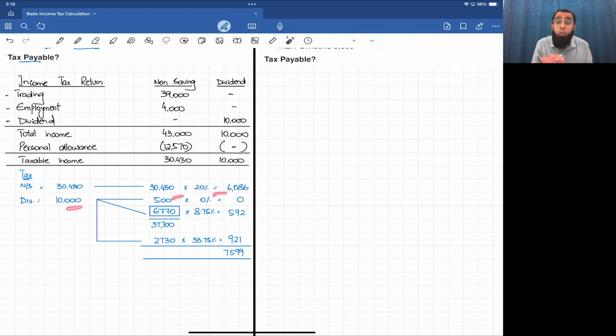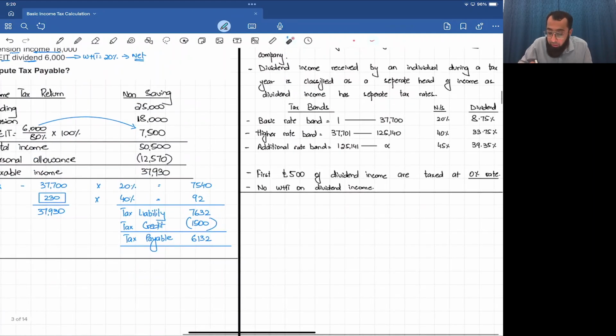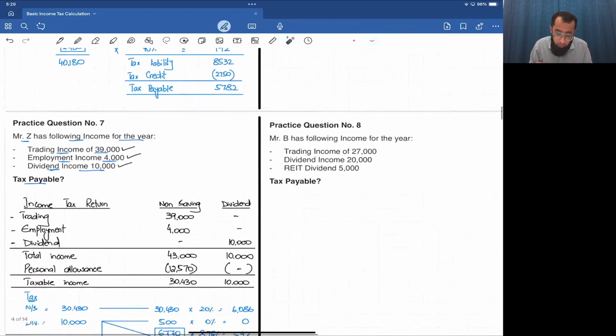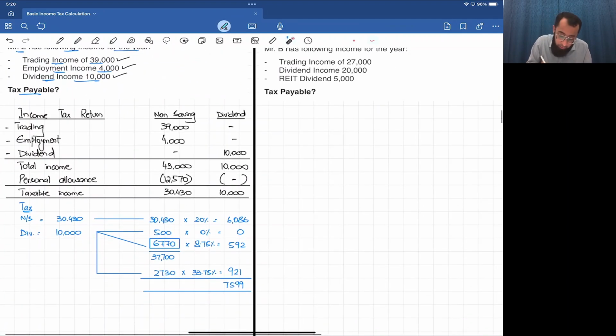Dividend, first 500 pounds is always taxed at 0% when we talk about the dividend income. Then the rate of tax of dividend income in basic rate is 8.75. In higher rate, it's 33.75. These rates will be available in the examination. Just look at the remaining space in the basic rate band. 37,700 minus 30,430 minus 500, so it was 6,770, charged at the basic rate of 8.75%, and the remaining of the dividend income was taxed at 33.75.